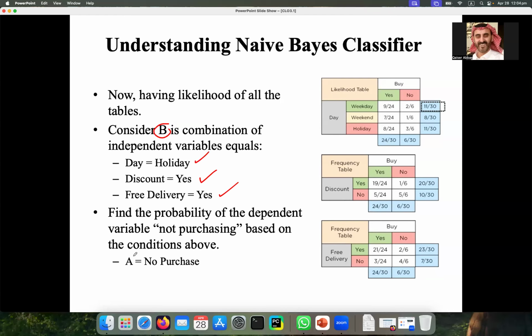And now our A is again no buy or no purchase, but given are these three. We copied all the tables here from that previous data. We copied all that. This is with the likelihoods, nothing else.